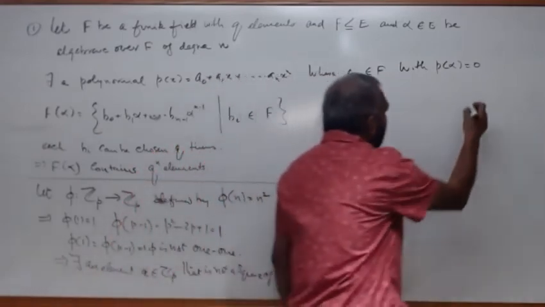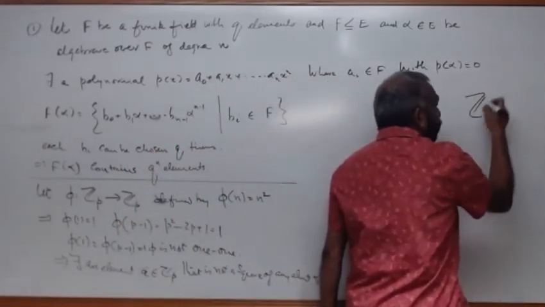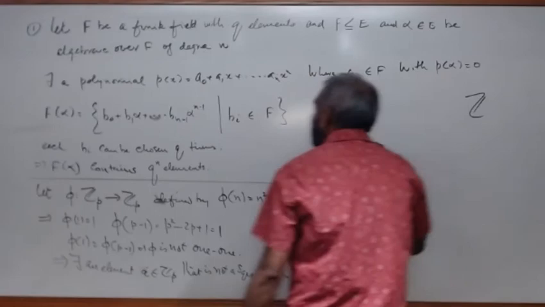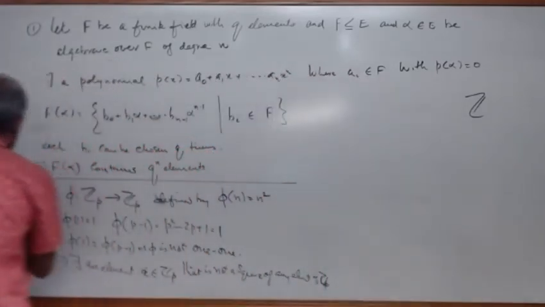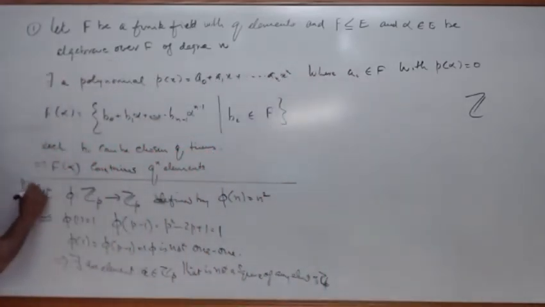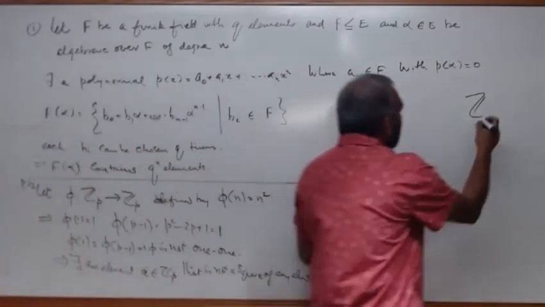For example, I am not taking p equal to 2. I am always considering p greater than 2, because for p equal to 2, we already demonstrated that there is a field that has 4 elements. So let's take Z3.